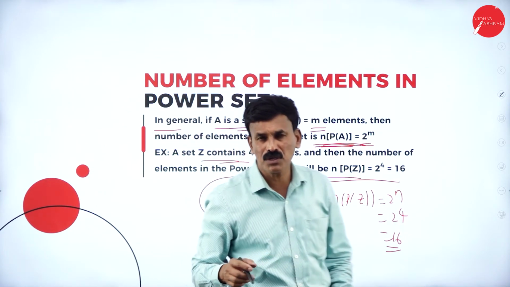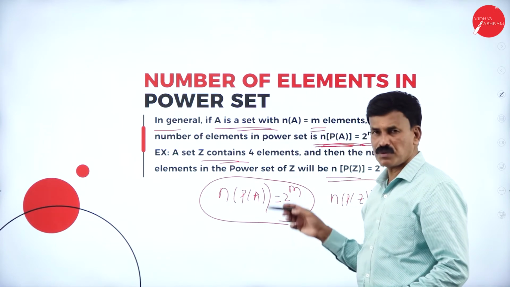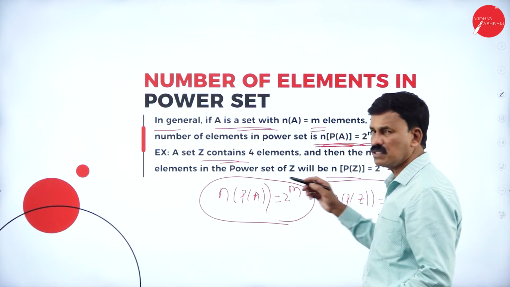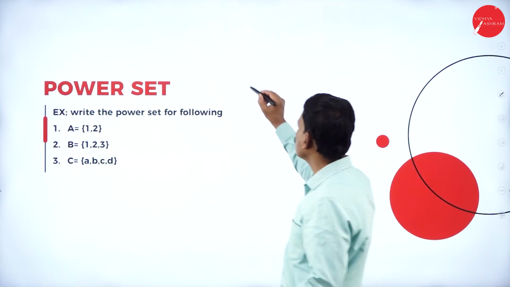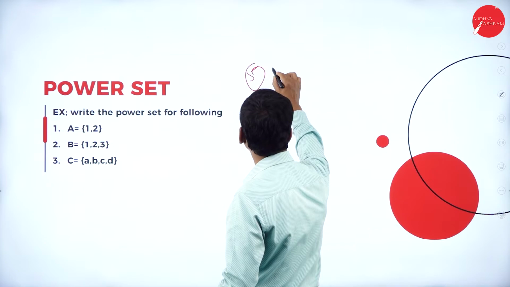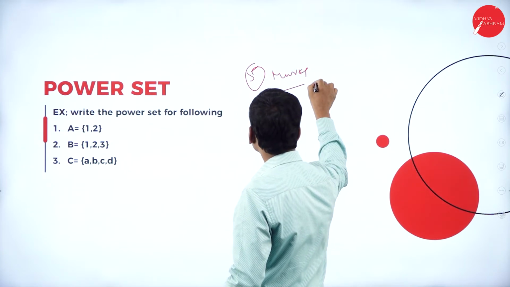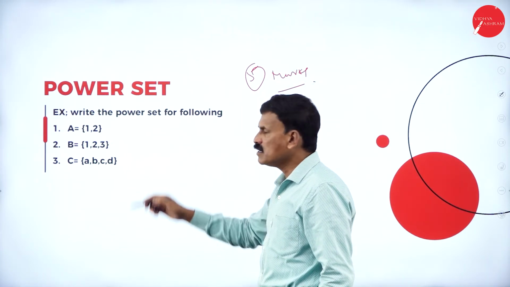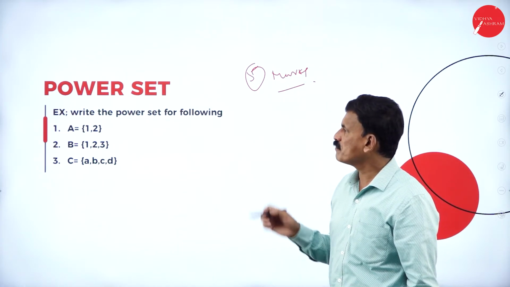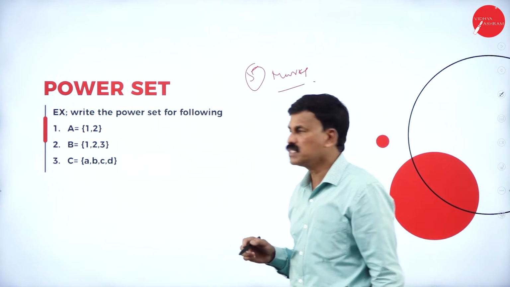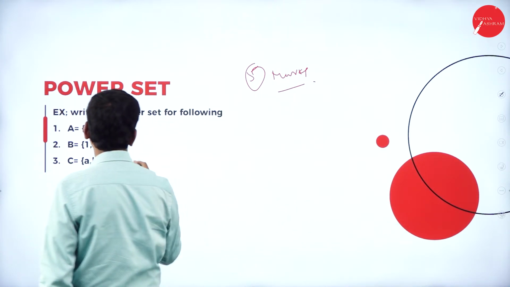In the examination, they may ask for 5 marks: define a power set and write the power set for the given set. So, in the examination, they will ask the question like this for 5 marks. Sometimes you may expect it for 7 marks also. Now, write the power set of the following sets. A is equal to {1, 2}.